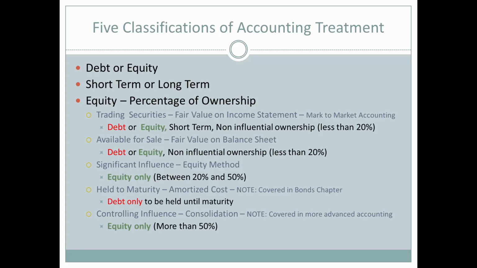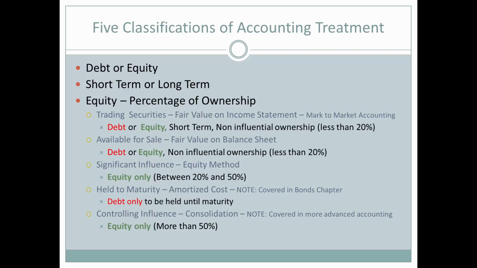We'll just have a page to understand more about it, just to have a well-rounded accounting education. This is talking about equity only, and it's more than 50%. So when you own more than 50% of a company, you have an ability to directly affect who's been elected to the board of directors, and essentially you're a parent to a subsidiary.